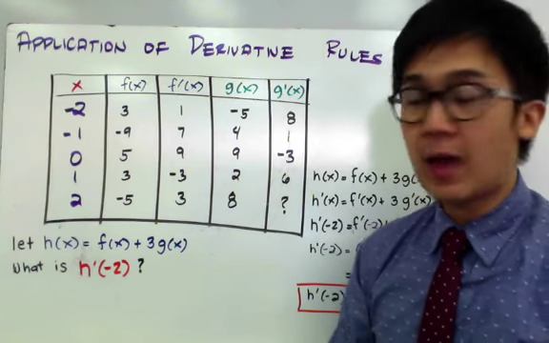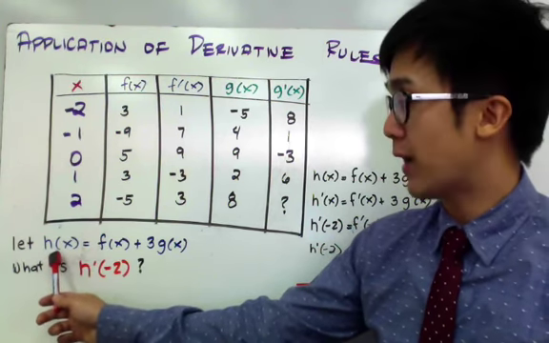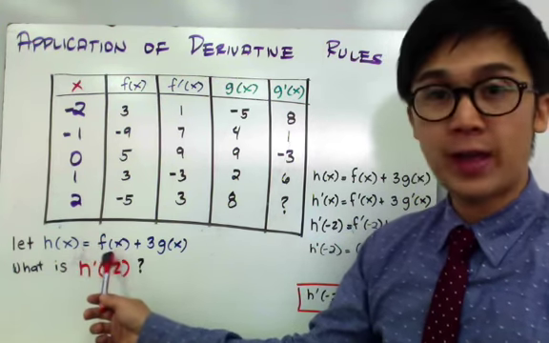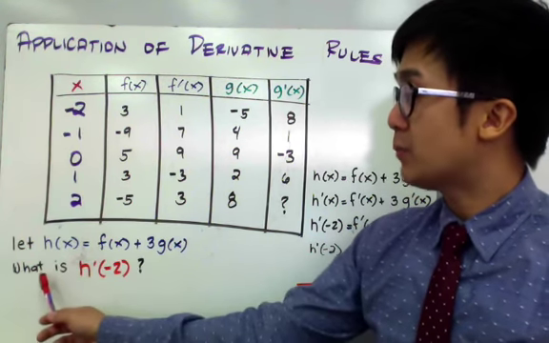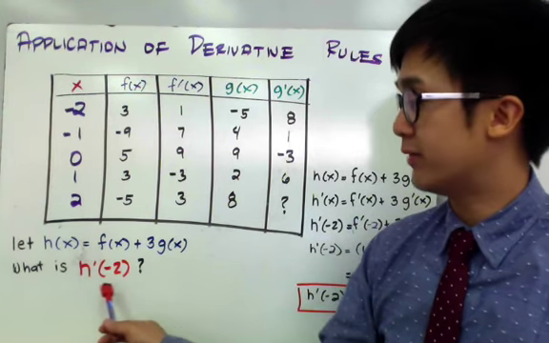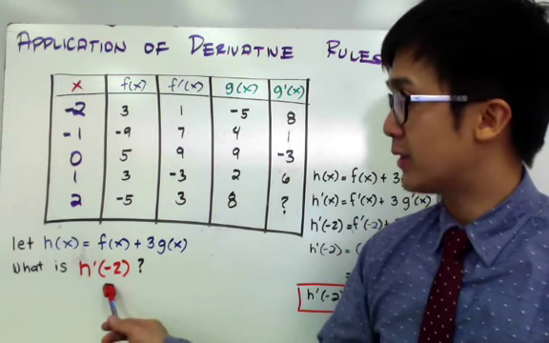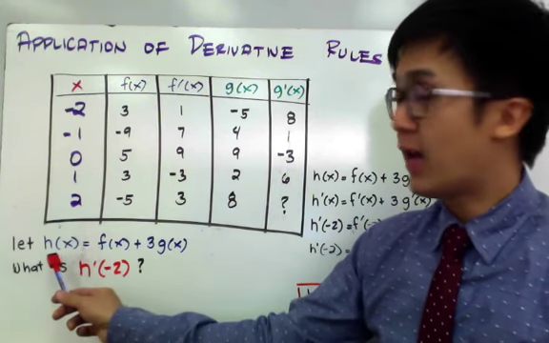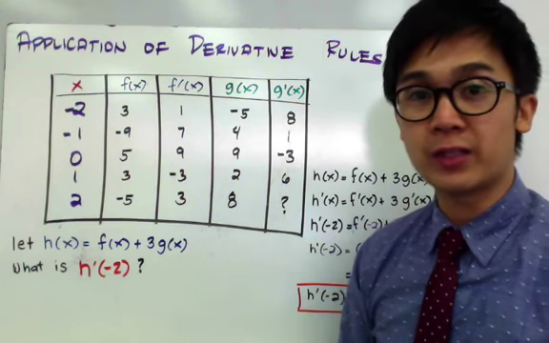So let's say our first example, we have h of x, or the function h of x, is equal to f of x plus 3 times g of x. Now, in this particular problem, we are supposed to find h prime of negative 2. So we are going to find the derivative of h of x and then replace the value of x by negative 2 after we find its derivative.